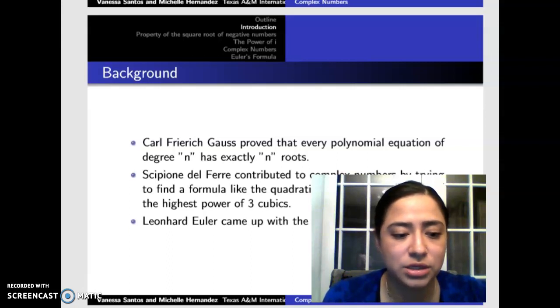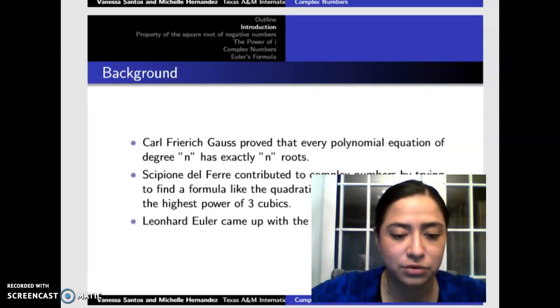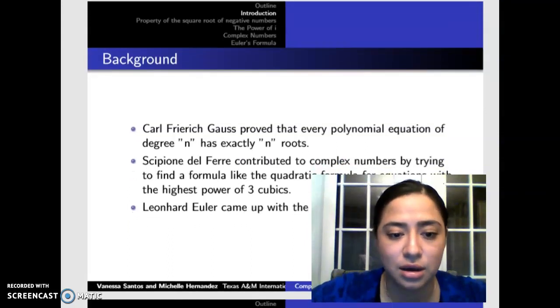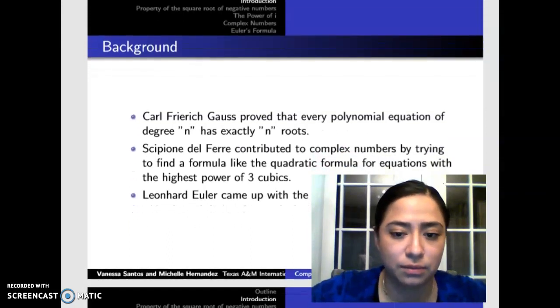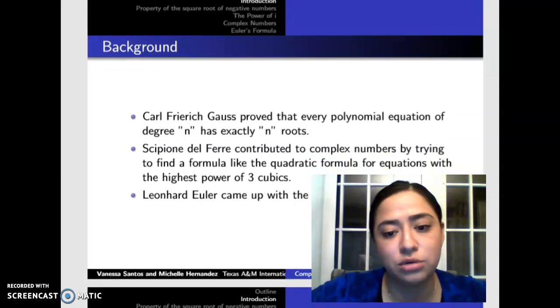The problem here is to get x by itself on one side and all of the constants on the other side. Del Ferro was trying to do the same thing for his cubic equations, and through some clever substitution, he eventually found the solution, just like the quadratic formula. Del Ferro's new formula allowed him to find the solution to the cubic equation by simply plugging in the values. After Del Ferro, of course, there were so many more mathematicians, and Euler is one of the ones that we can relate with complex numbers. Leonhard Euler came up with Euler's formula.